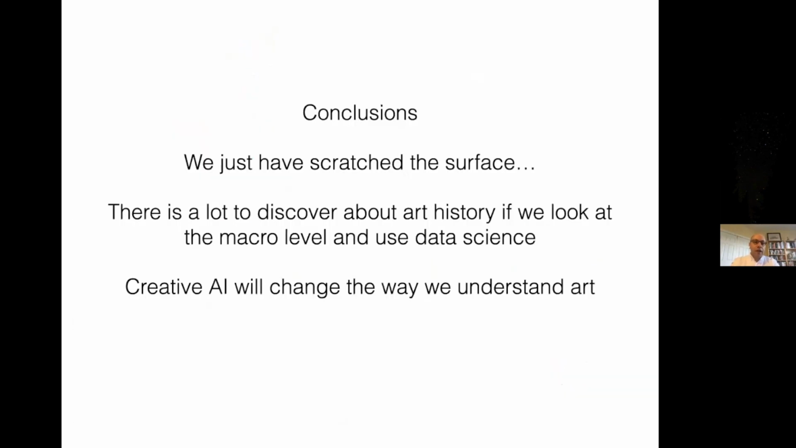Anyway, I'll have to stop here because I went over time. I'm very sorry about that. The conclusion is we just scratched the surface. There is a lot to discover in art history by looking at art at a macro level using data science and AI. And also there is a lot to be discovered by trying to boost the AI to be creative. Thank you very much.